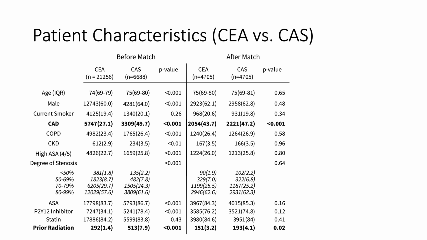As you can see on the left, in the unmatched comparison, there's a higher prevalence of CAD, COPD, CKD, and a high ASA class. There's also an increased degree of stenosis and increased prevalence of patients on antiplatelets. With the exception of CAD and a prior history of radiation, we're able to account for these discrepancies after propensity matching.